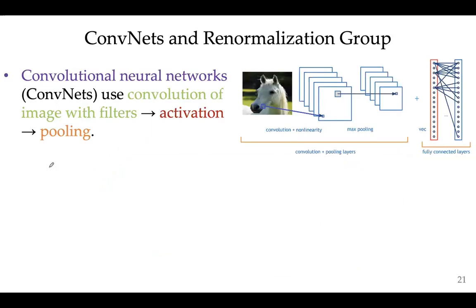So let's move to convolutional nets in the physics concept of the renormalization group. Convolutional neural nets are used to classify images. First there is a convolution layer, which calculates the convolution of certain filters and the original image. Then there is some activation function, and after that there is a pooling layer. What I'm interested in here is the pooling.